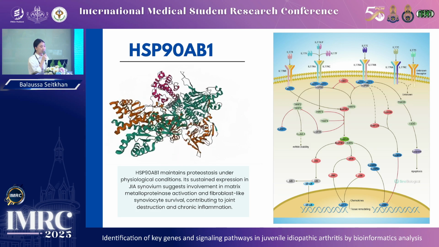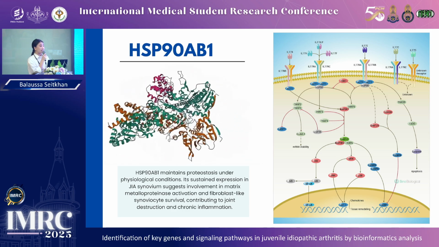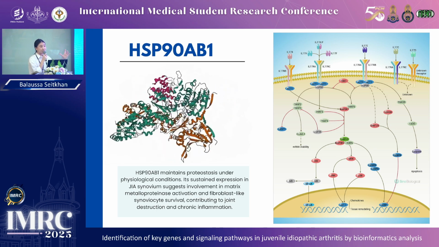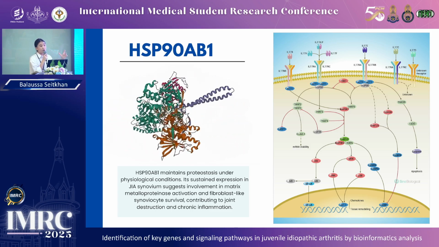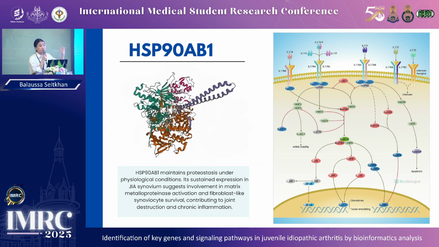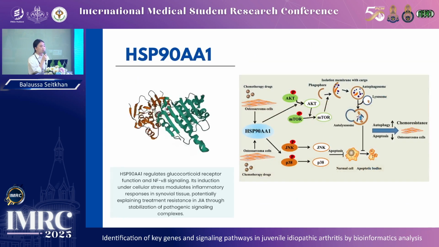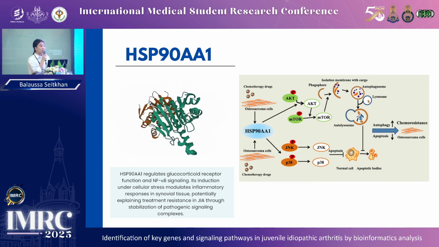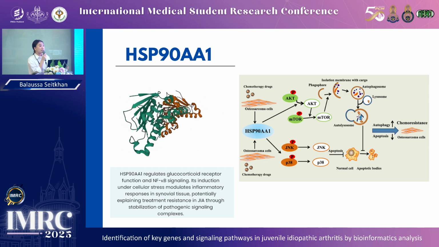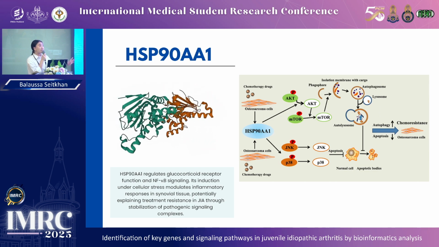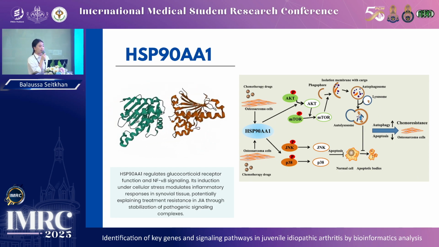And HSP90AB1 is a key gene whose sustained expression level promotes fibroblast-like synoviocytes, which support inflammatory processes. And in JIA, it's a key gene. Also, next is the HSP90AA1 gene. This gene is the inducible form of chaperone proteins, and it supports inflammation pathways such as NF-kappa B, and it also supports synovitis in JIA.